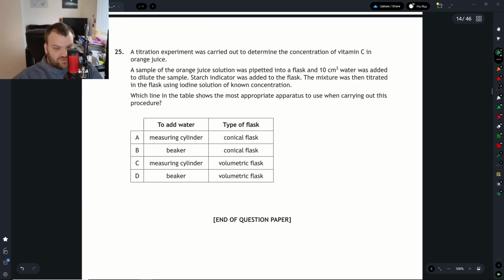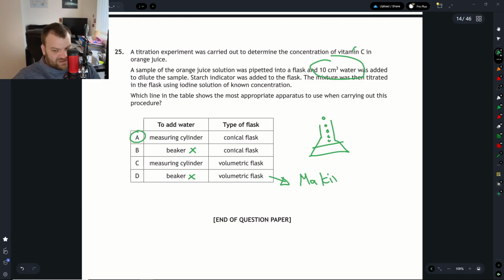And here we're adding the water. We're adding 10 centimetres cubed of water into our flask. That will be done with a measuring cylinder. Of the options, that's the better option that we've got. We are pipetting into a flask to then carry out a titration on it. That means we'd want a conical flask for carrying out our titration into. And that means our correct answer has to be A.